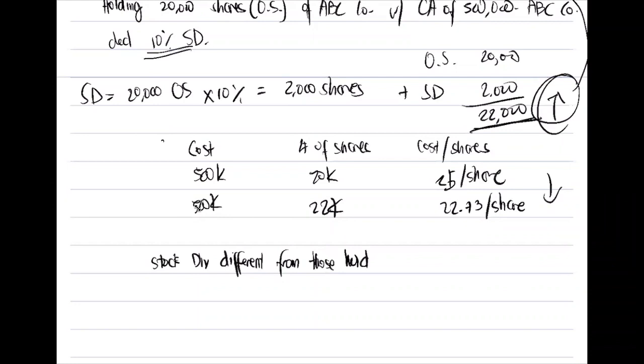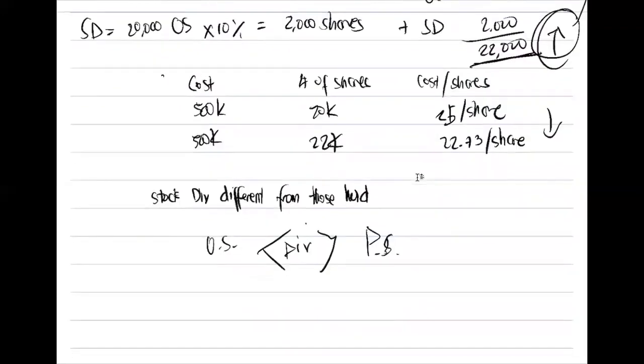A stock dividend different from those held. So what if we receive a stock that is different from what we hold? We have OS, but instead of receiving OS, your dividend will be PS. So how do we treat that type of dividend? We treat this type of dividend as a decrease.